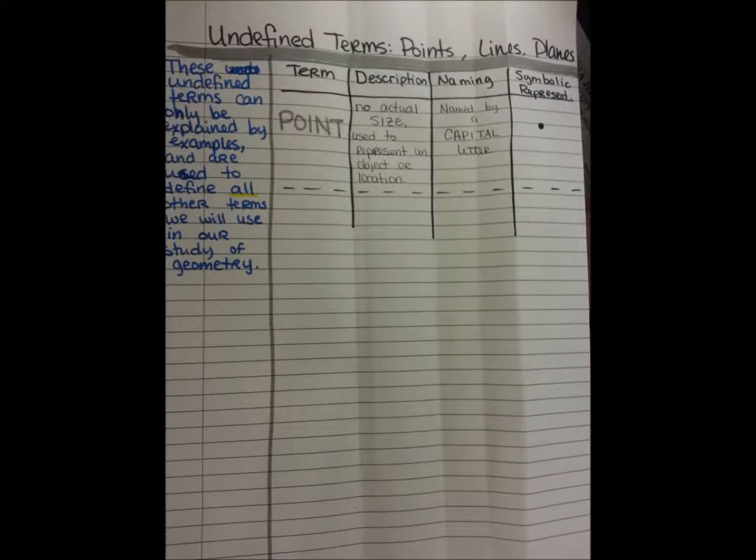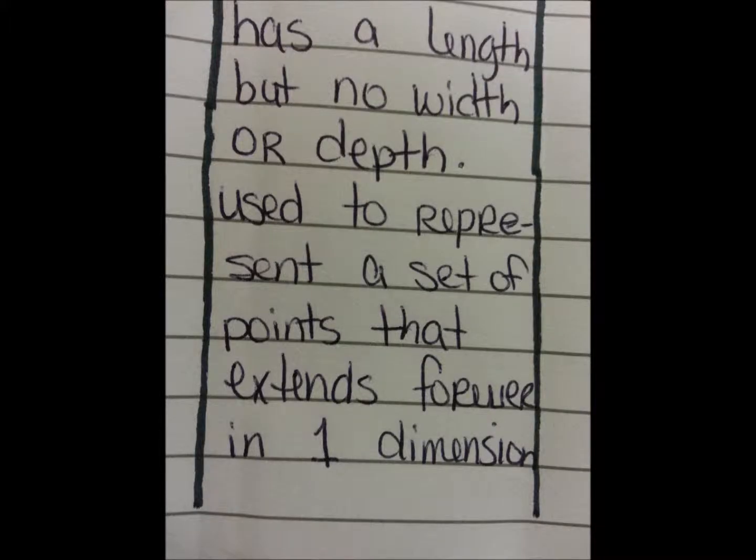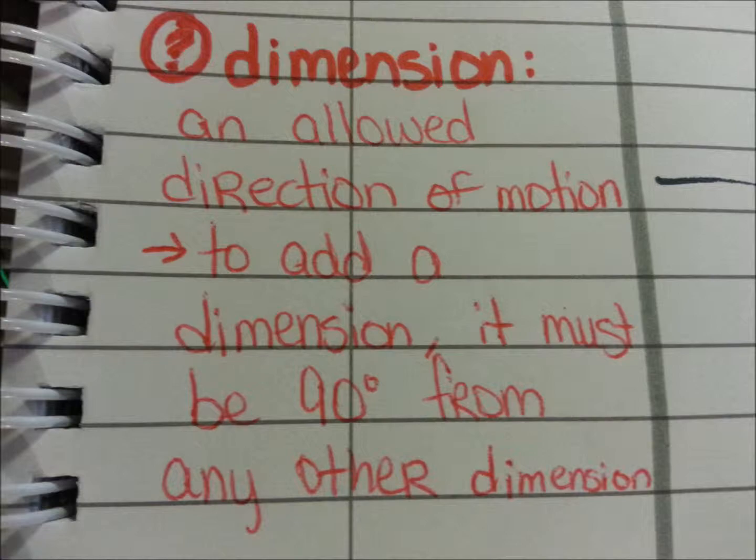Our next undefined term is line. It has a length, but no width and no depth. And we use it to represent the set of points that extend forever in one dimension. Now, we need to take a moment to decide what dimension is. Dimension is an allowed direction of movement, like left and right. If you're restricted to just left and right, you're restricted in one dimension, even though you have two directions you can move. I hope that's not confusing.